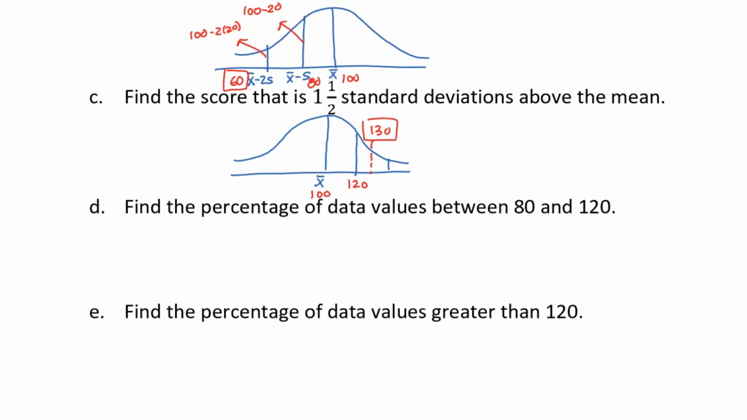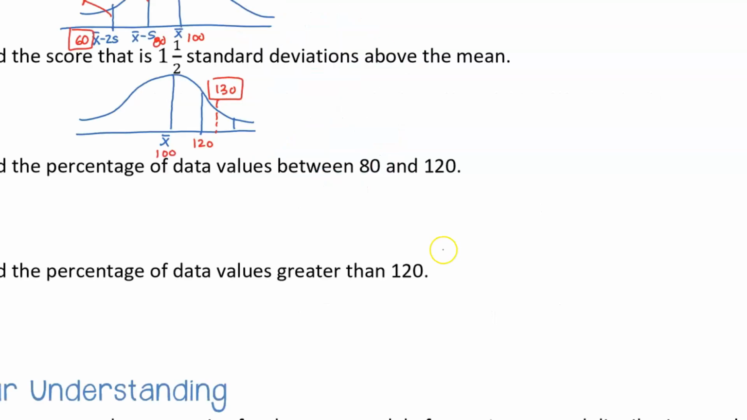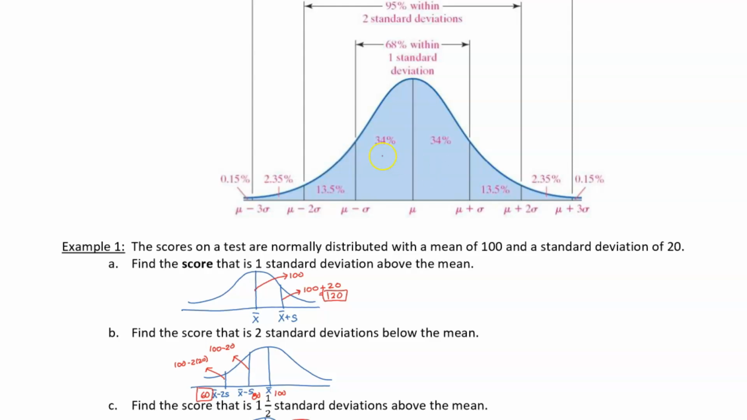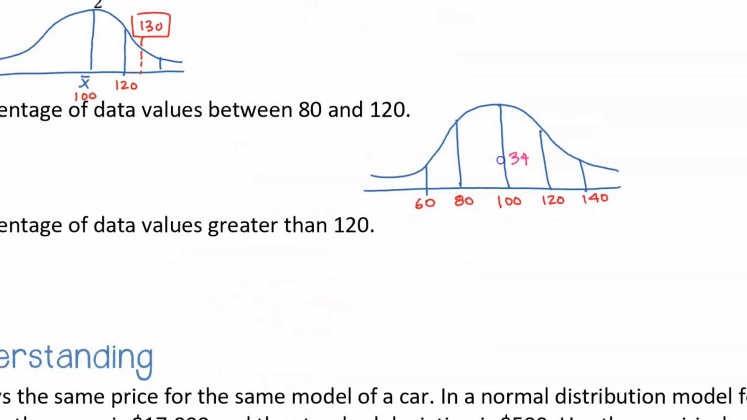The next question says to find the percentage of data values between 80 and 120. So what I'm going to do now is combine a few of the things from parts A, B, and C. We have the mean is 100, and then when we add 1 standard deviation, we're adding 20 each time. So 100 plus 20 is 120. This will be 140 because I'm adding another 20. Below the mean, I'm subtracting 20, so 100 minus 20 is 80. Then minus another 20 is 60. The next thing I want to do is take all these percentages here and put them on that little graph I just made. So we have 34, 34, 13.5, 13.5. And that's all I need for this problem.